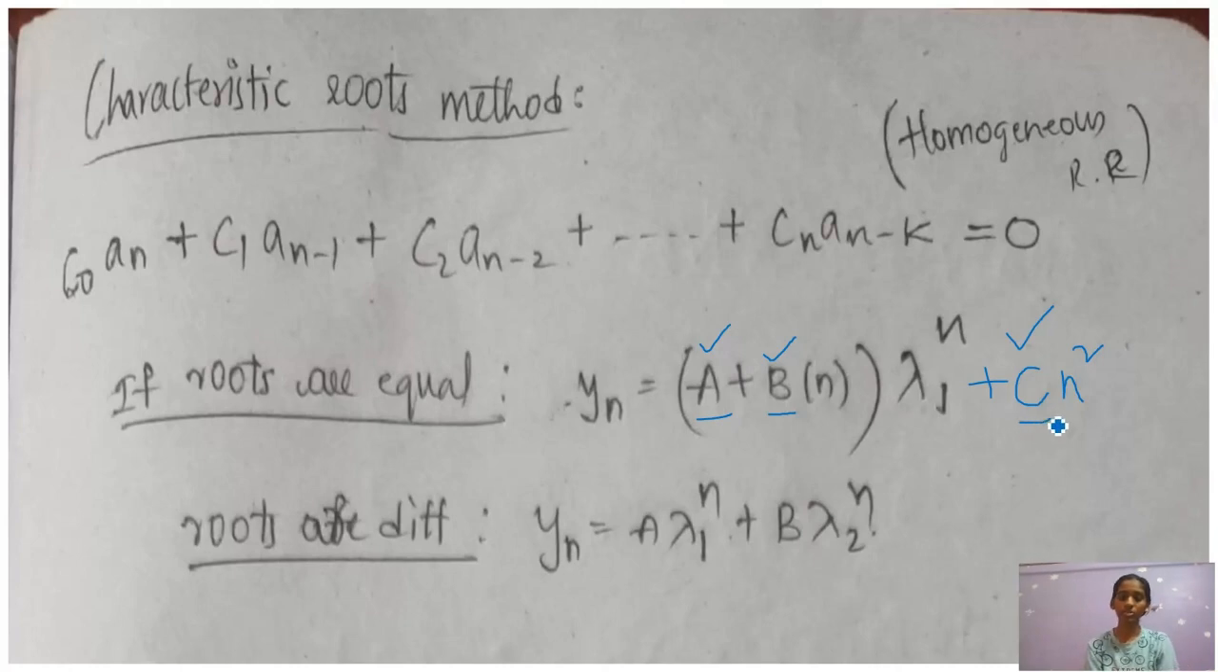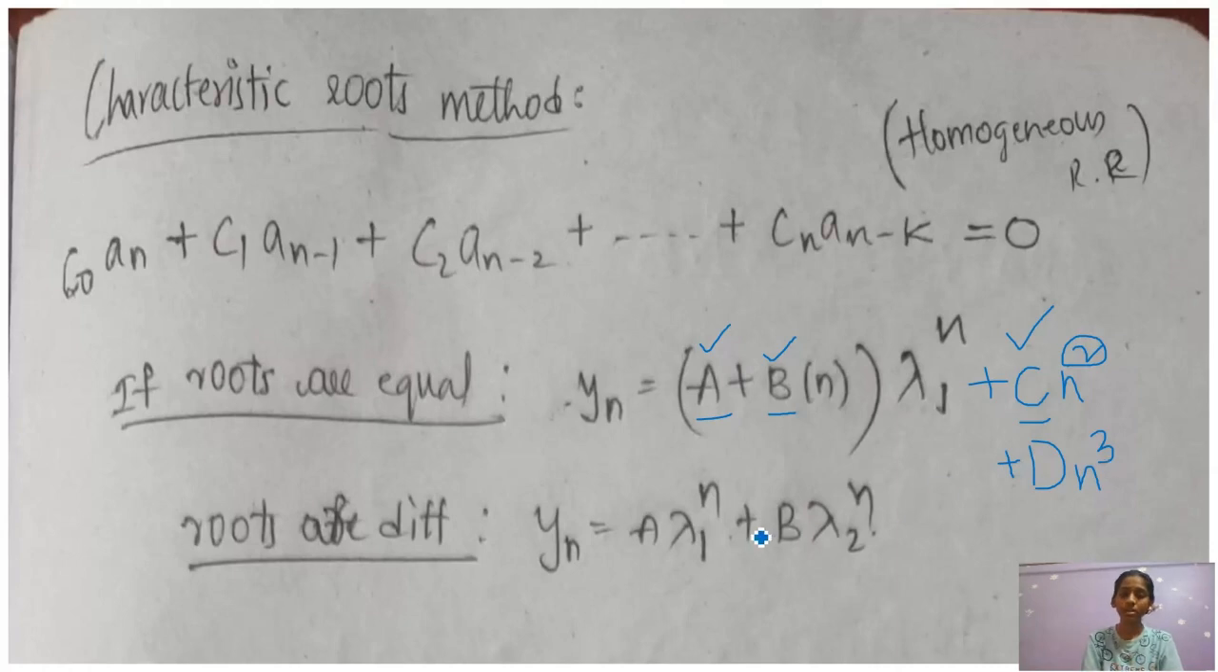What is the expression we will be writing? A plus b n plus c into n square. If the number of equal roots increases, the power of n will also increase. Suppose if we have 4 equal roots, then the next term will be plus d into n cube. In this way, as the number of roots increases, the power of n will also increase. This is the case if roots are equal.